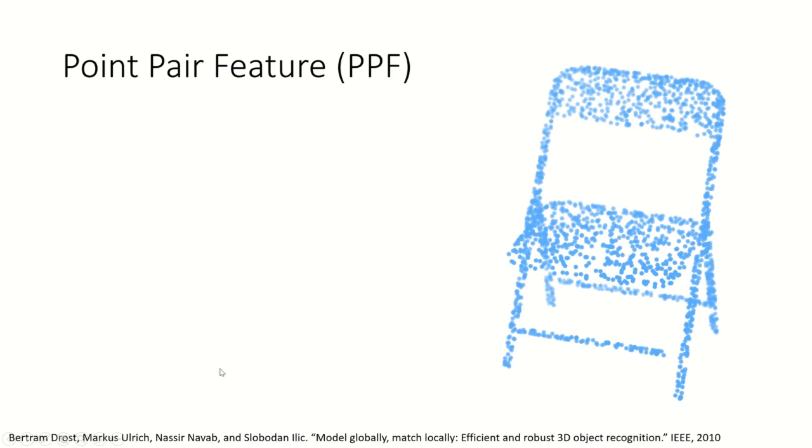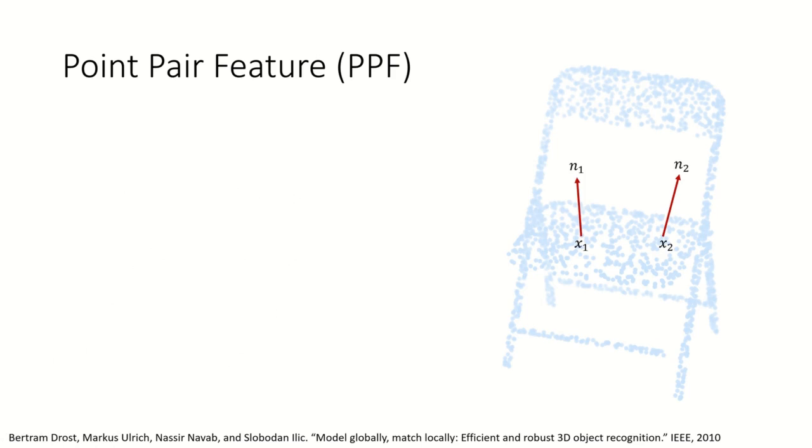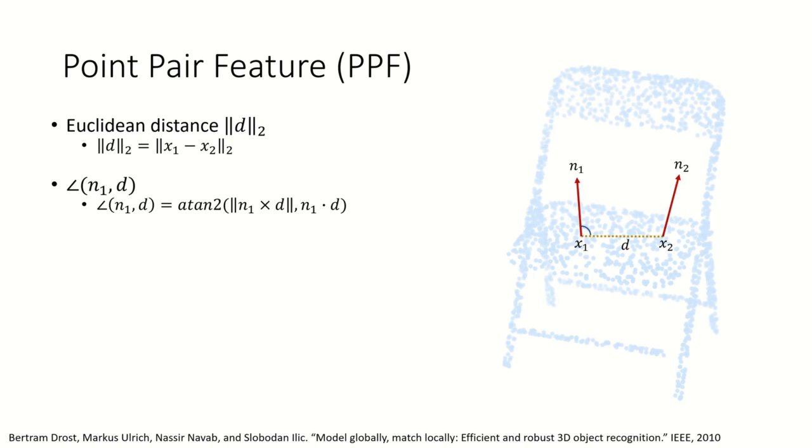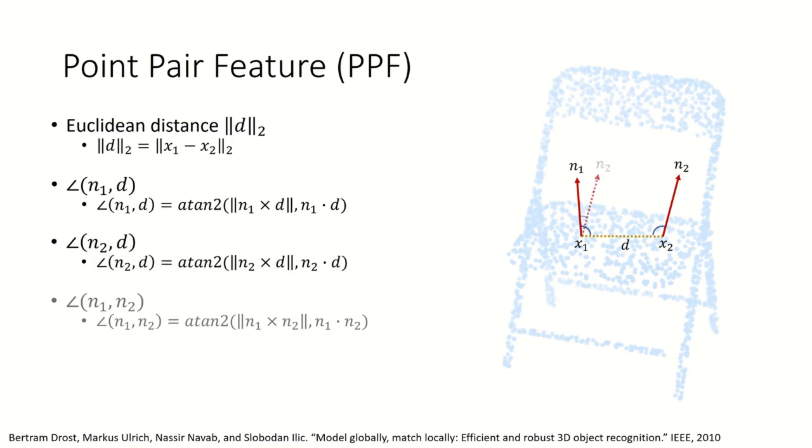Here, let me introduce the point pair feature. For a point cloud, PPF takes 2 points. Suppose x1 and x2 are spatial coordinates, and n1 and n2 are surface normal vectors. It calculates 4 different values. First is the Euclidean distance between the two points. Next, it calculates 3 angles among the surface normals and the distance vector: between n1 and d, between n2 and d, and between n1 and n2. These 4 values form the PPF of the 2 points.